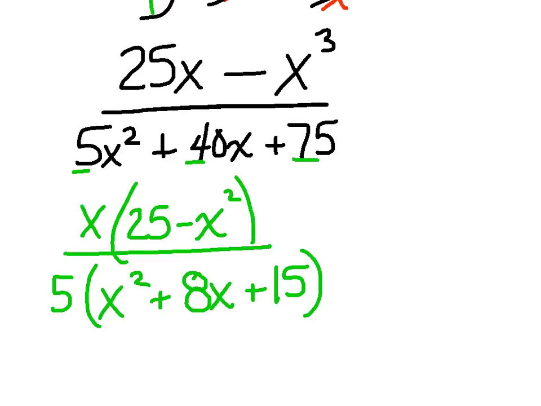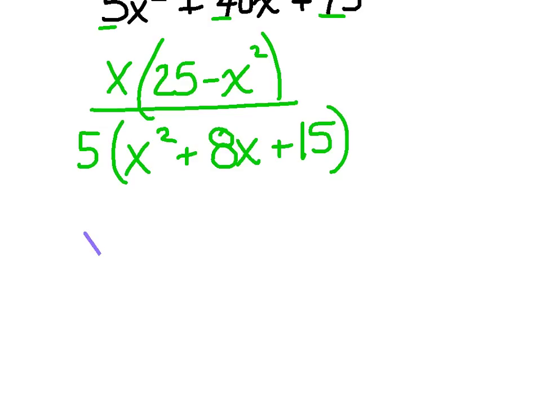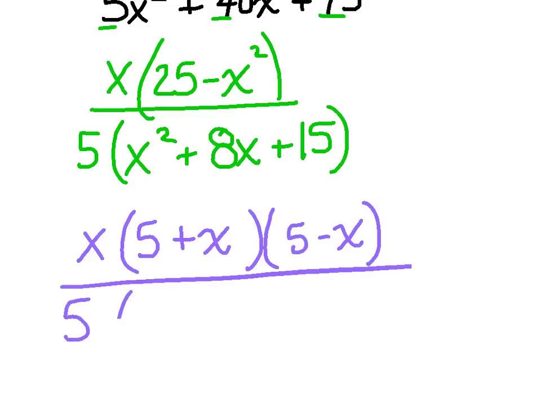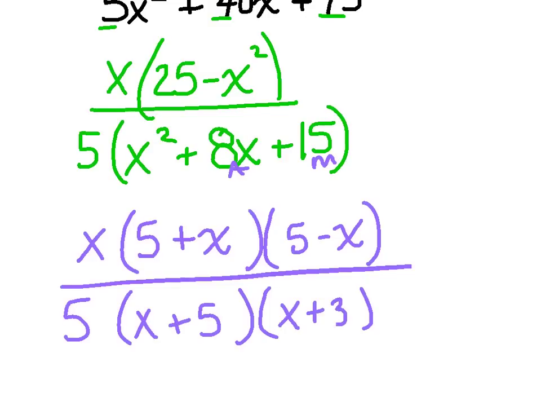Now hopefully you notice nothing's canceling because it looks like I can factor again. So I'm going to keep that x, and I would definitely say I have difference of 2 squares: 5 plus x, 5 minus x. And on the bottom, keep that 5. Remember, I have to add, multiply. I would say 5 and 3. x plus 5 and x plus 3.